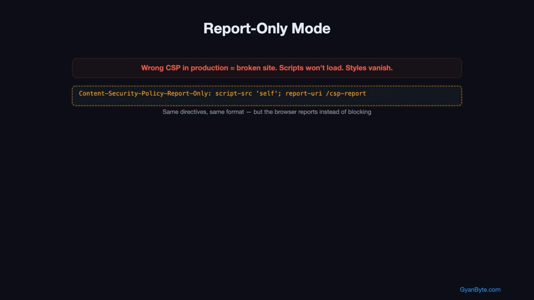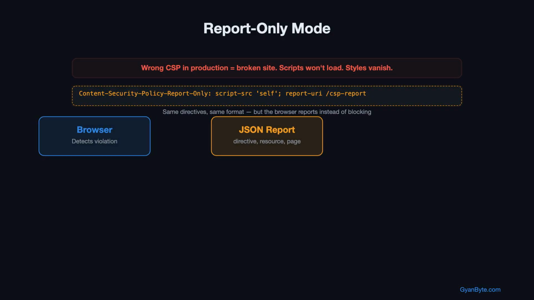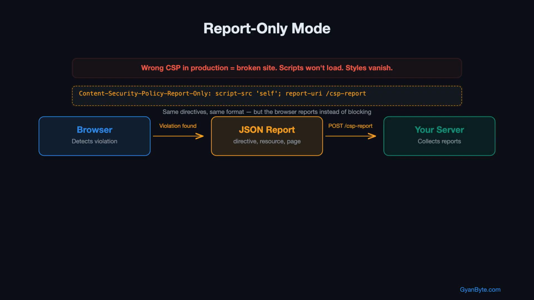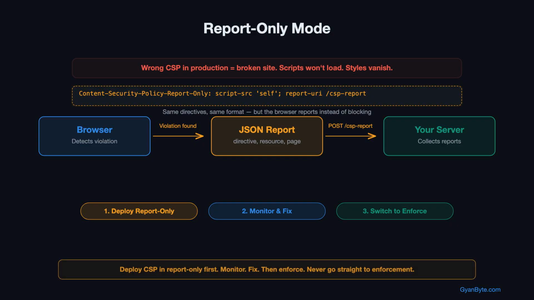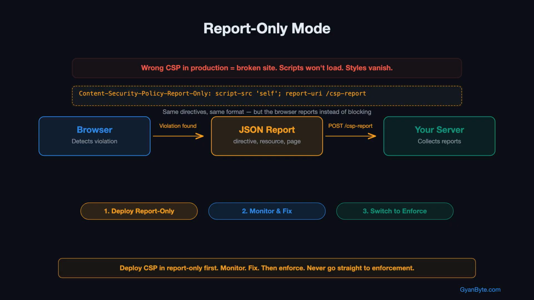Instead of Content-Security-Policy, you send Content-Security-Policy-Report-Only. Same directives, same format. But the browser doesn't block anything. It just reports what would have been blocked. You add a report-uri or report-to directive. When a violation occurs, the browser sends a JSON report to your endpoint. It tells you which directive was violated, what resource was blocked, and which page triggered it. You monitor the reports, fix your policy, then switch from report-only to enforcement.